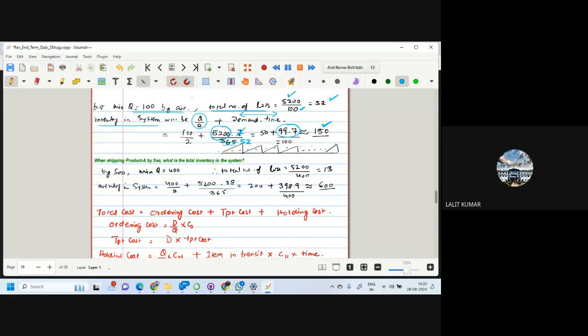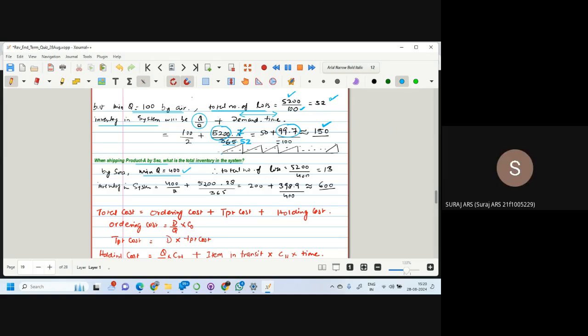Now when shipping product A by C, what is the total inventory? Now by C, only the Q changes, 400. Actually, air takes 7 days. What is the minimum number of items which you can carry? It is like a lot. So in C, 400. Total number of lots become 5,200 by 400, 13.